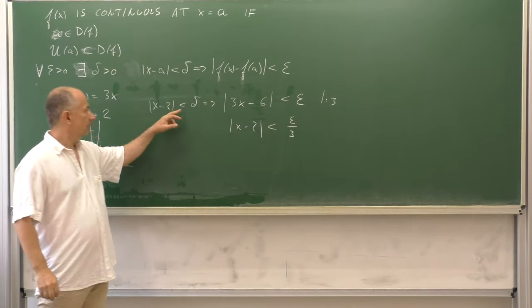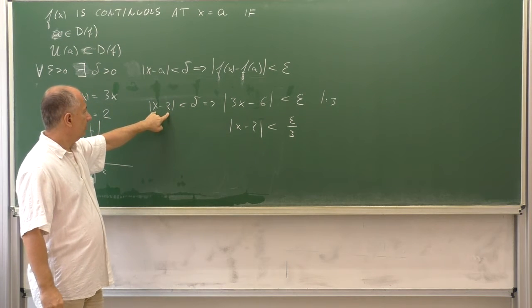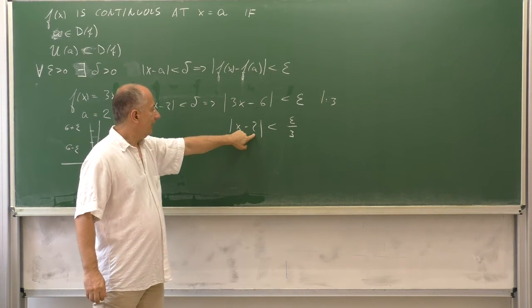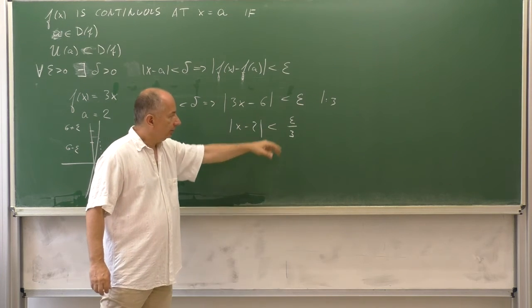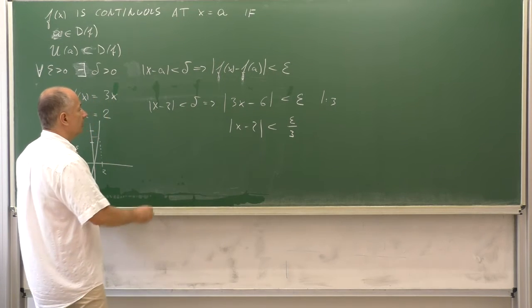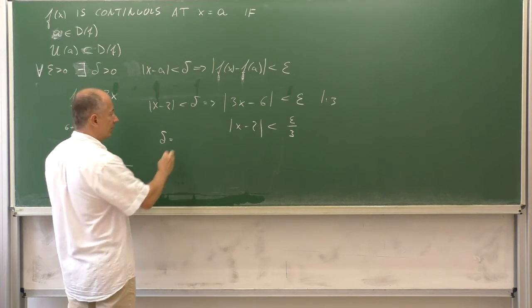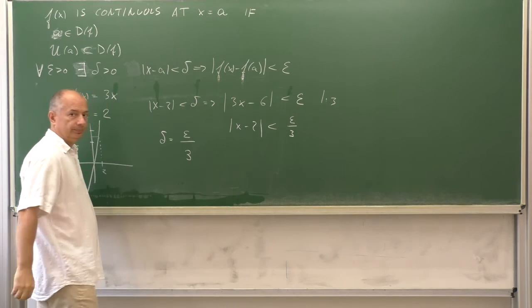We want to find delta such that if x is close to 2, not more than delta, then this is true, meaning not more than epsilon over 3. So the natural choice is delta is epsilon divided by 3.